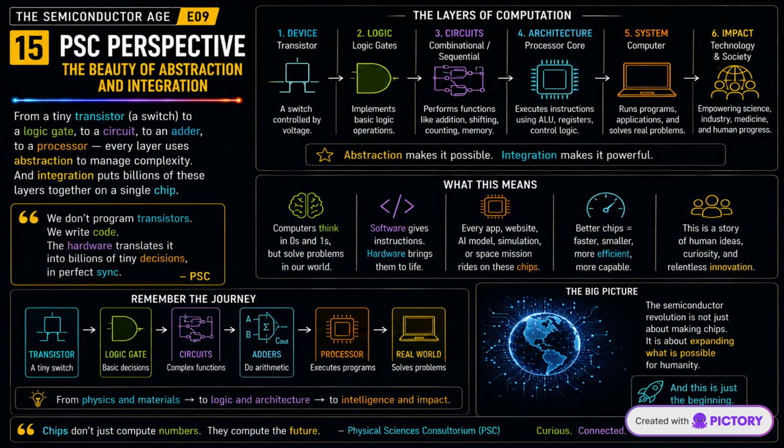From a physical perspective, a processor is remarkably simple at its foundation. Billions of semiconductor switches organized into layers of logic. Transistors become gates, gates become circuits, and circuits become computation. Complexity emerges through organization and integration.